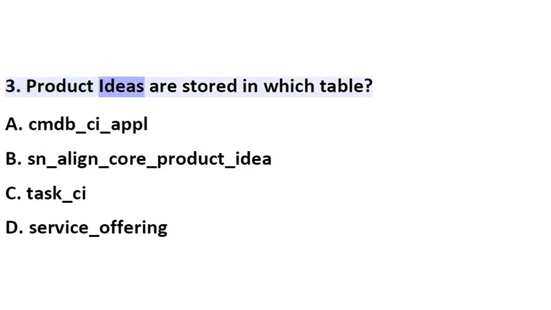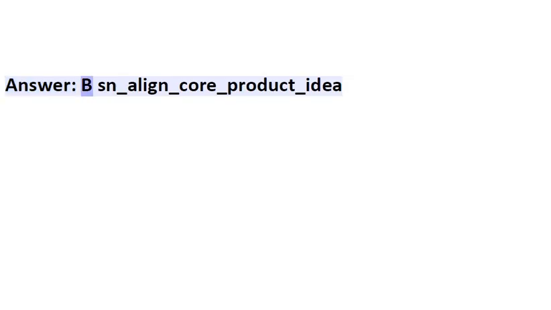3. Product ideas are stored in which table? A. CMDB_CI_APPL_BSN_line_core_product_idea. B. SN_line_core_product_idea. C. Task_CID service_offering. Answer: B. SN_line_core_product_idea.